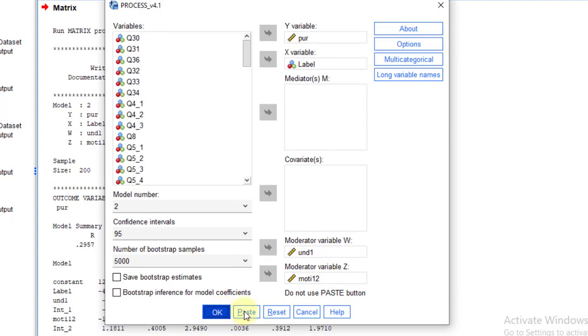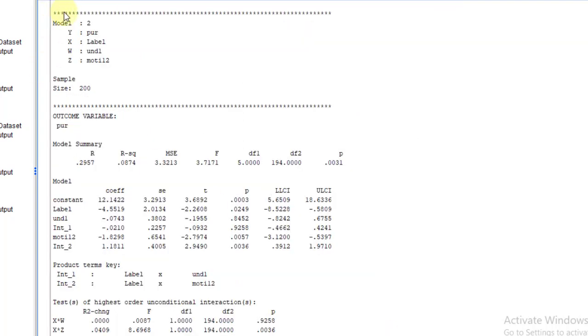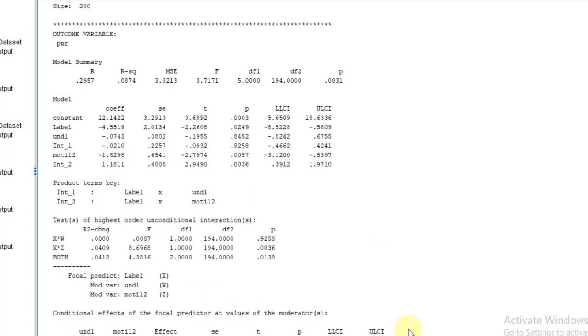You will get the results. First of all, they give some information that we have used Model 2, the purchase intention is Y, then the independent variable and moderators, and a sample size of 200 respondents has been used in this study. The model summary depicts that 8.74% variation in the purchase intention has been explained by the label and the two moderators as well as their interaction with the independent variable. Further, the model is found to be significant as the p-value of the model is less than 0.05.